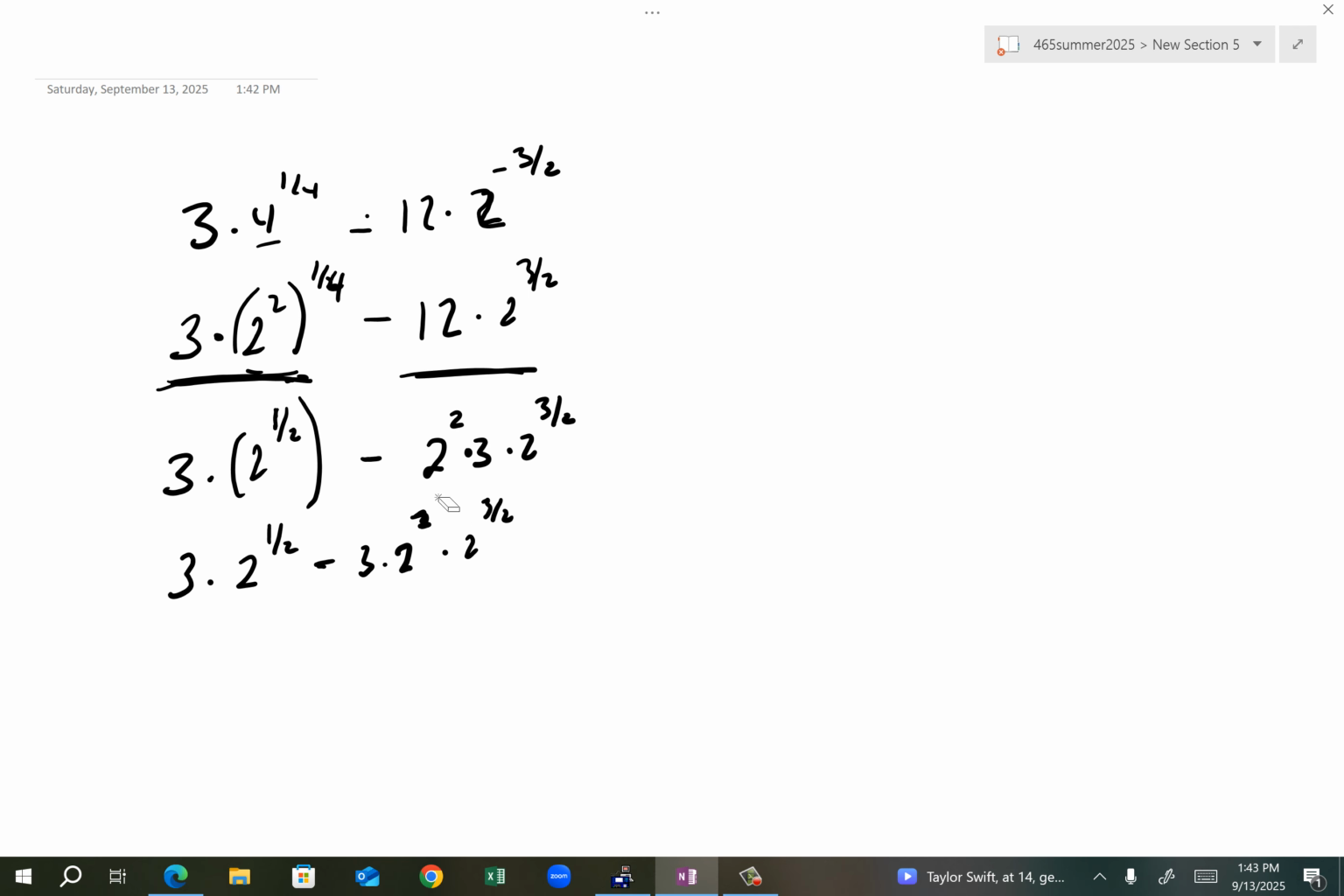Now what happens when I multiply? What do I do to my exponents? Why, I add them. Yes? And so this is 2 plus 1/2 is 3.5, which would be 7/2, I believe. So 3 times 2 to the 1/2 minus 3 times 2 to the 7/2. Right? No, not 3/2. Try again. 7/2.